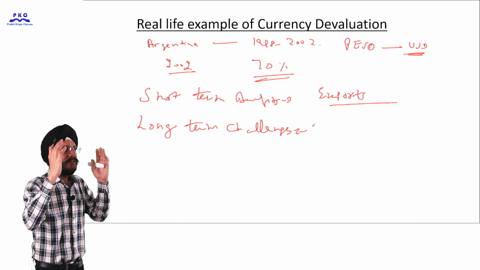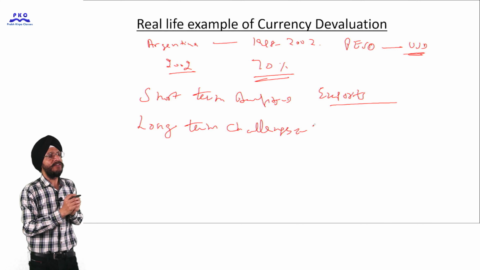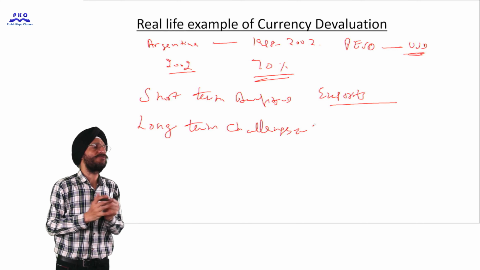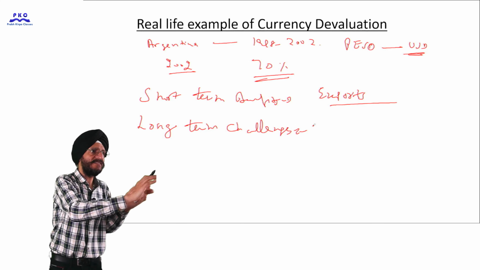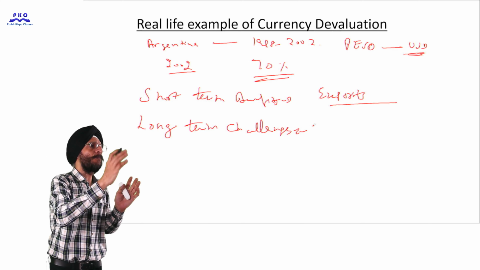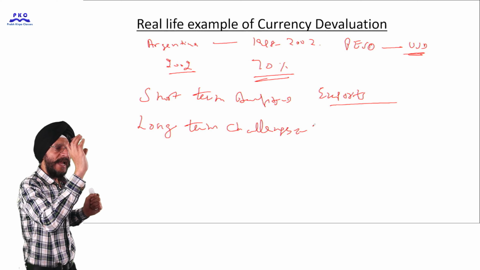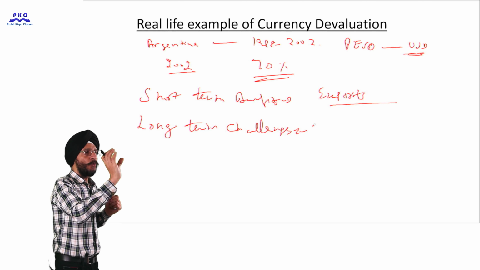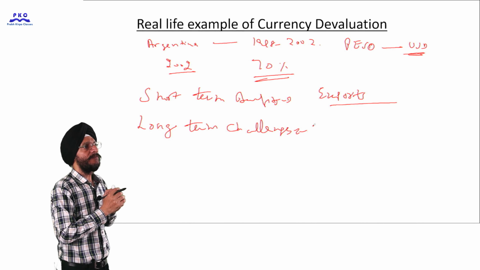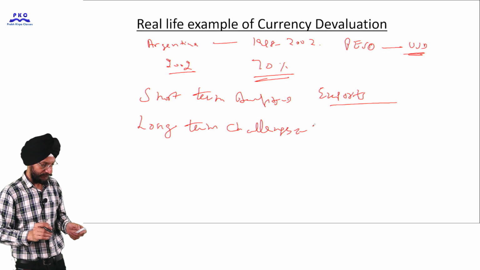So, currency devaluation is a double-edged sword. On one side, it has some short-term benefits. On the other hand, it also poses certain negative impacts. So, any government should use currency devaluation with proper calculation and proper management.